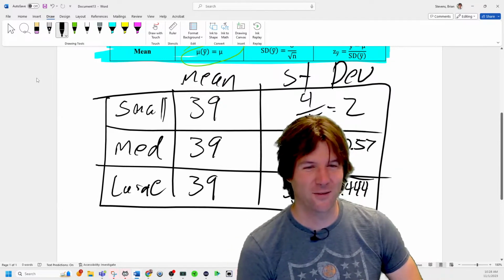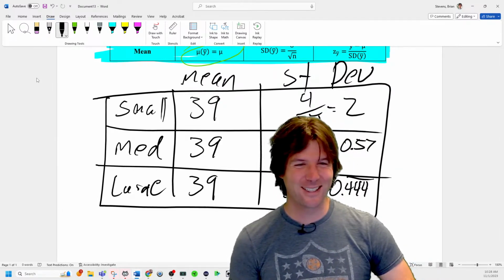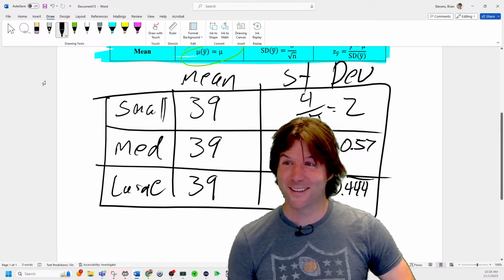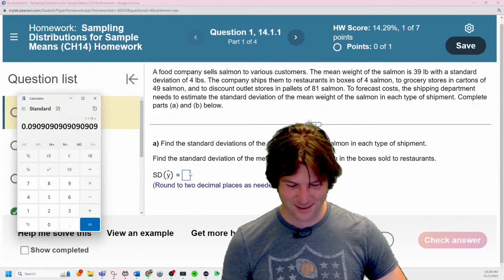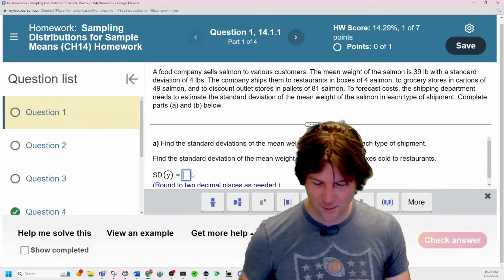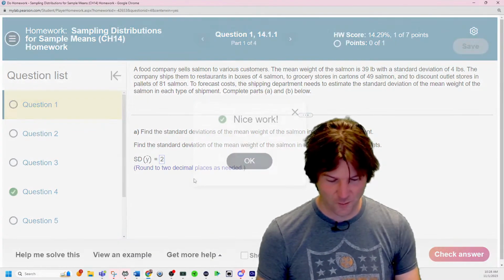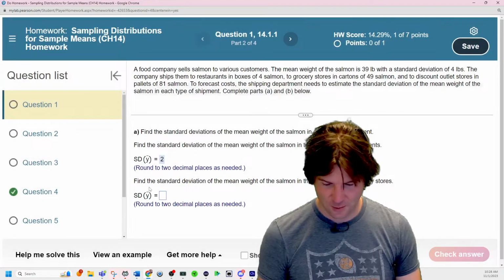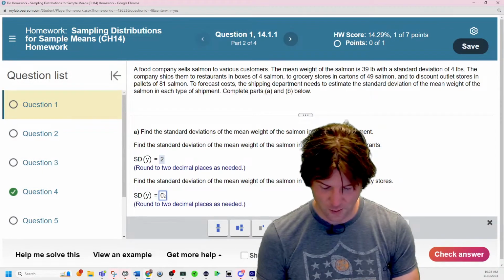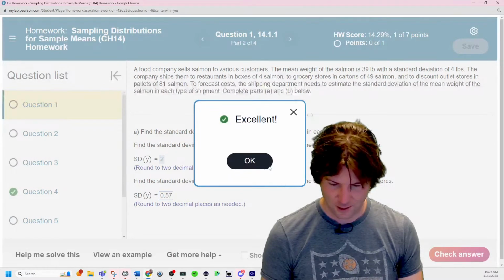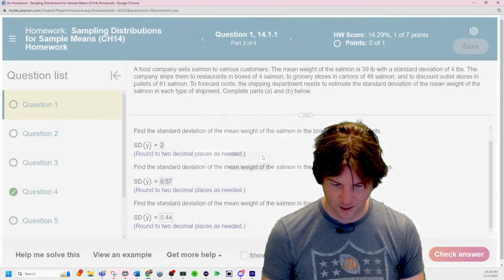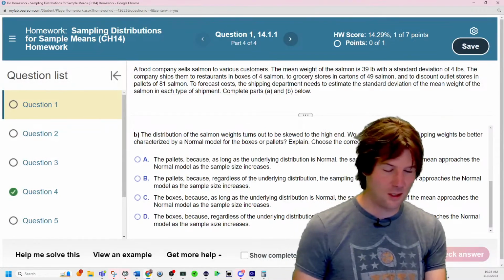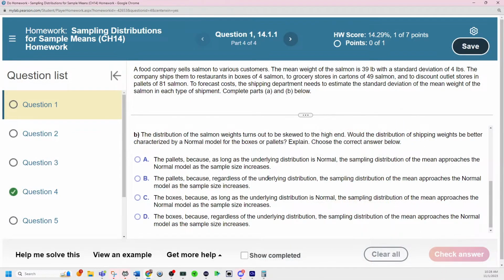So how do you cram all that info into winter mini term? I don't know. Winter mini term is fun stuff. You know what we just found? We found the mean of all these. It was 2. And the next one, the standard deviation was 0.57, right? That was that one. And then the last one is 0.444. Doesn't round up yet. And then which of these is going to be the most normal? Well, it becomes more normal when the sample size is what?